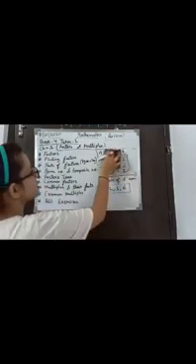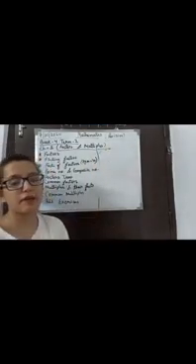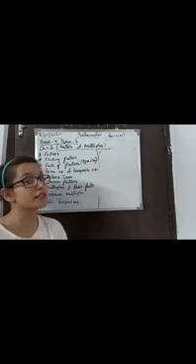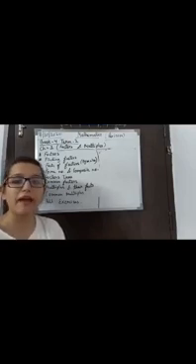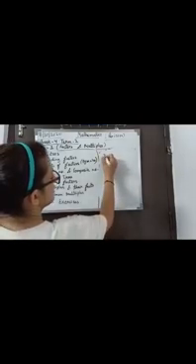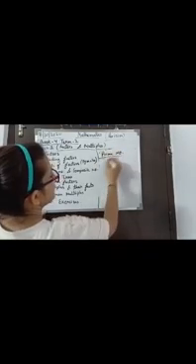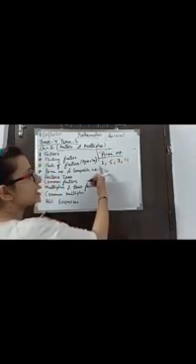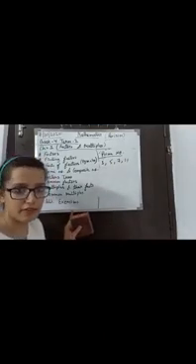Now the next topic is prime numbers and composite numbers. What is the meaning of a prime number? A number having two factors, 1 and the number itself, is called a prime number. For example, 3, 5, 7, 11. As you can see, these numbers have only two factors, 1 and the number itself.